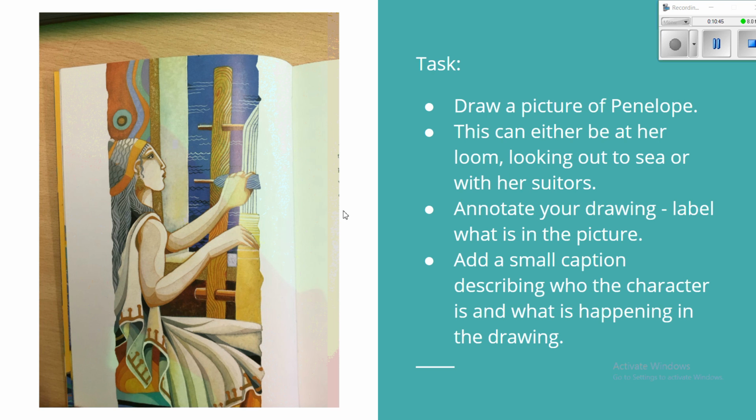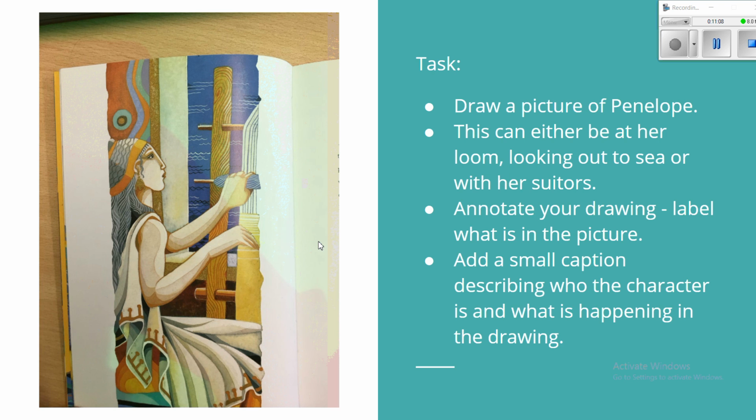So I want you to draw a picture of Penelope. This can either be at her loom, like it's done here, maybe her looking out to sea, waiting for Odysseus, or her with the suitors, the people who were trying to ask for her hand in marriage. I want you to draw this picture and then annotate it. So I want you to draw little lines off your drawing and label what's happening in the picture. You might label Penelope, label the loom perhaps, label different suitors if they were in there.